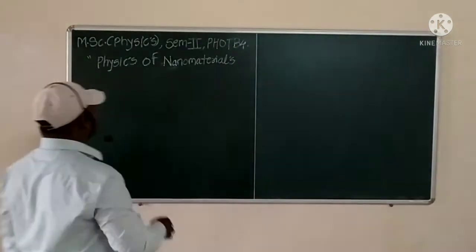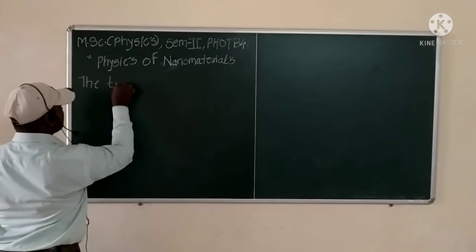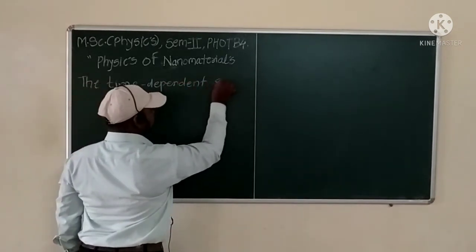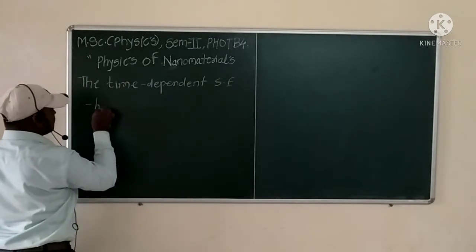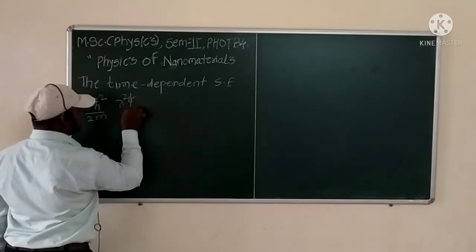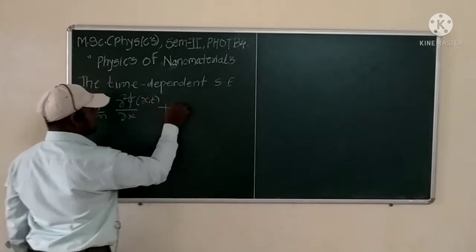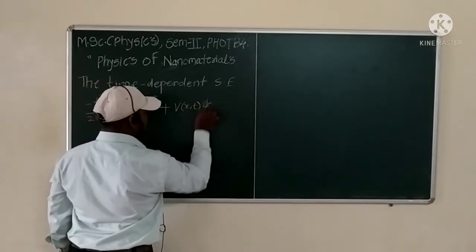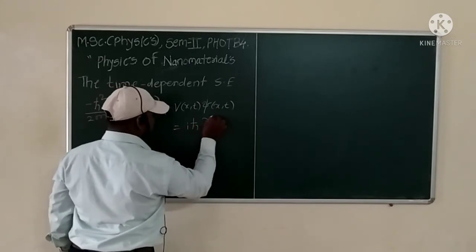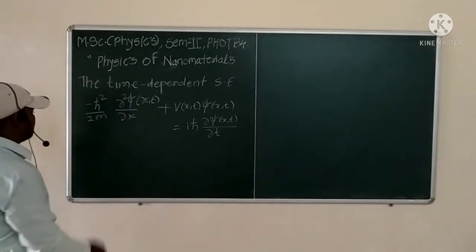In the last lecture we studied the time dependent Schrödinger equation, which is minus ħ² by 2m ∂²ψ/∂x² in one dimension, ψ(x,t), plus V(x,t) ψ(x,t) is equal to iħ ∂ψ(x,t)/∂t.